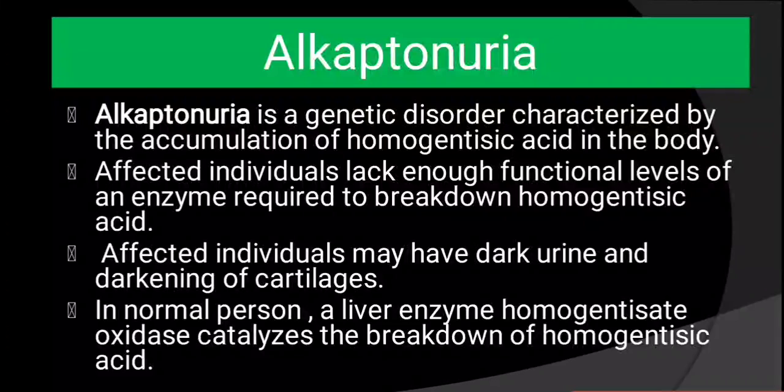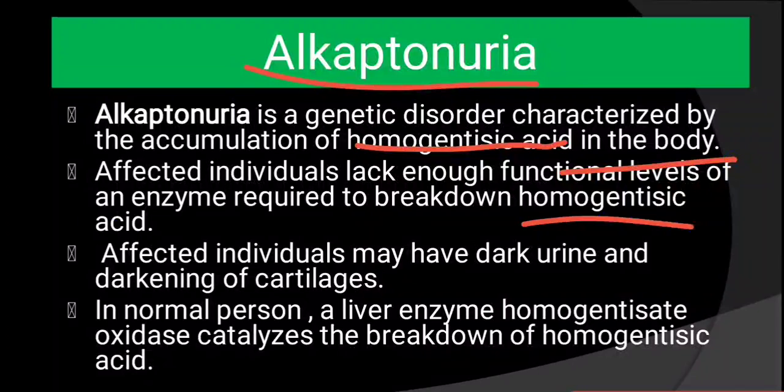First one is alkaptonuria. The important thing in this disease is homogentisic acid. The person having this disease has an accumulation of homogentisic acid in the body. Now when this acid comes out through urine, it combines with oxygen and forms a black pigment.